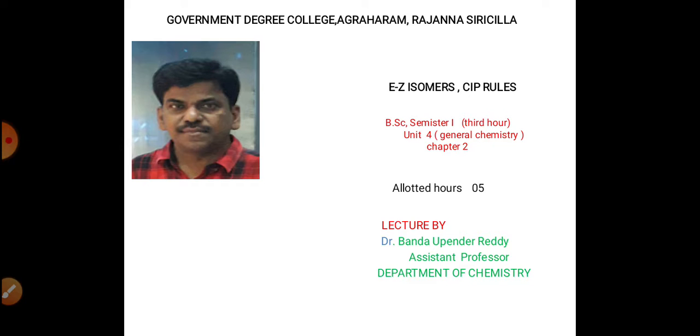As a part of the curriculum, it is the third hour of teaching of General Chemistry, Chapter 2 of Unit 4. Previously, we have discussed isomerism classification, types of constitutional isomerism and examples, and stereoisomerism, classification of stereoisomerism into configurational isomers as well as conformational isomers, etc.